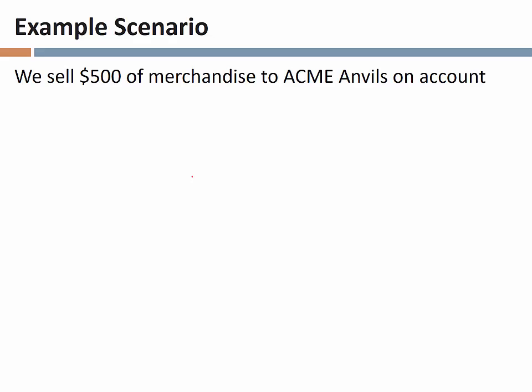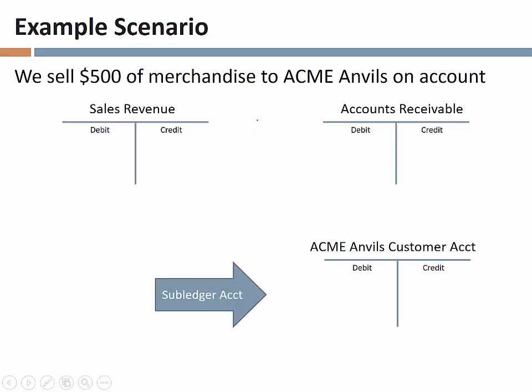Well, this is a really important transaction and one that we want to see happening a whole lot in our organization. How does this play out? Well, here's the way. Let me give you the different accounts that are going to be in play. We have a sales revenue account, we have accounts receivable, and then we have the Acme Anvils customer account. Now, we could approach this many, many different ways.